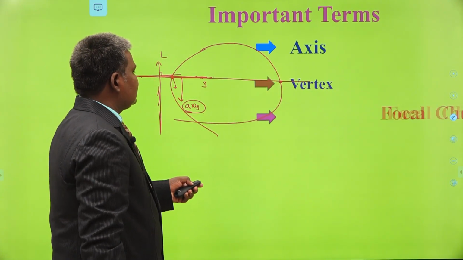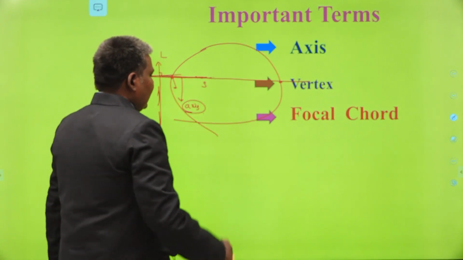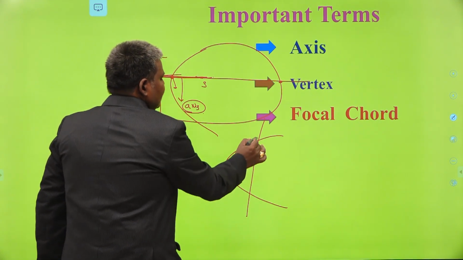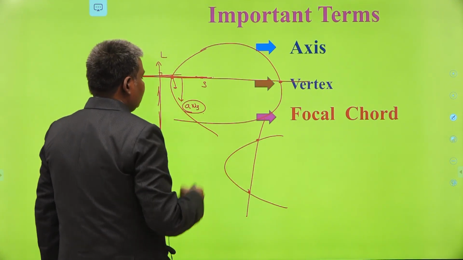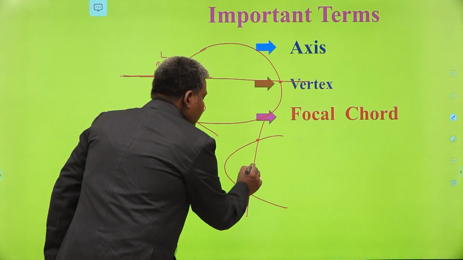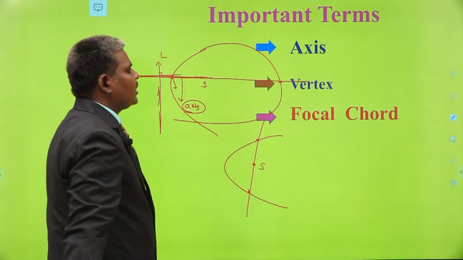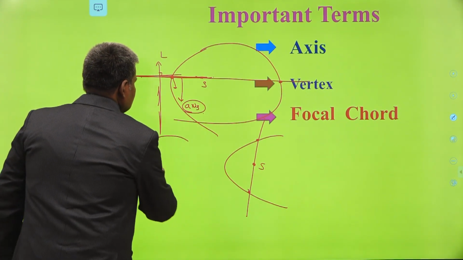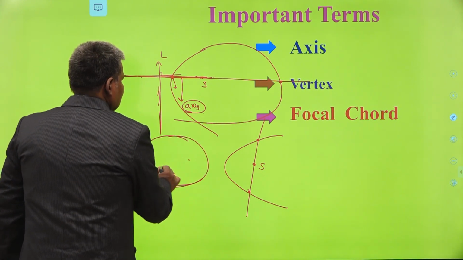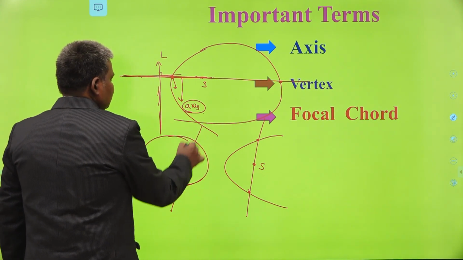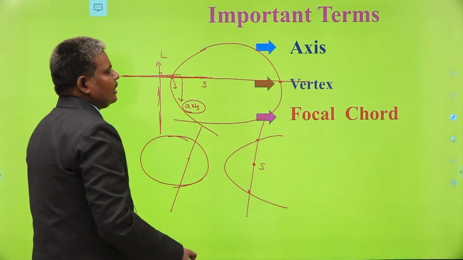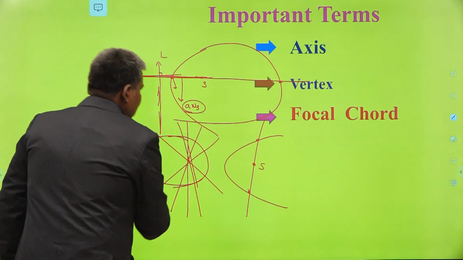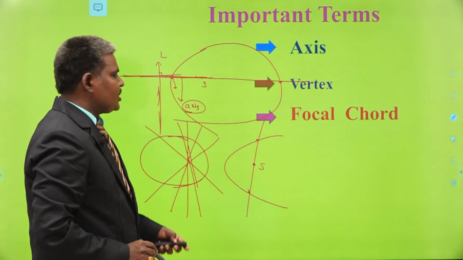And the third one is focal chord. A chord means what? This is a conic. This is a chord. The line joining any 2 points on the conic is called a chord. If my chord passes through the focus, it is called a focal chord. A chord which is passing through the focus is called what? Focal chord. This is your conic section, an ellipse. This is the focus, a fixed point. If it is passing through this focus, it is called a focal chord. You can draw an infinite number of focal chords to this ellipse through the focus as shown in this figure.